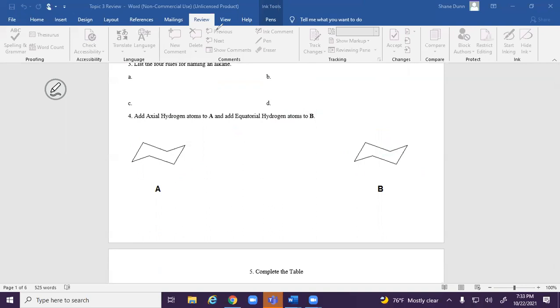So chair diagrams can either be axial, in which anything is going up or down, right? Technically up or down, doesn't really matter. So this is axial, right? Or equatorial, which is kind of off the side, like that.